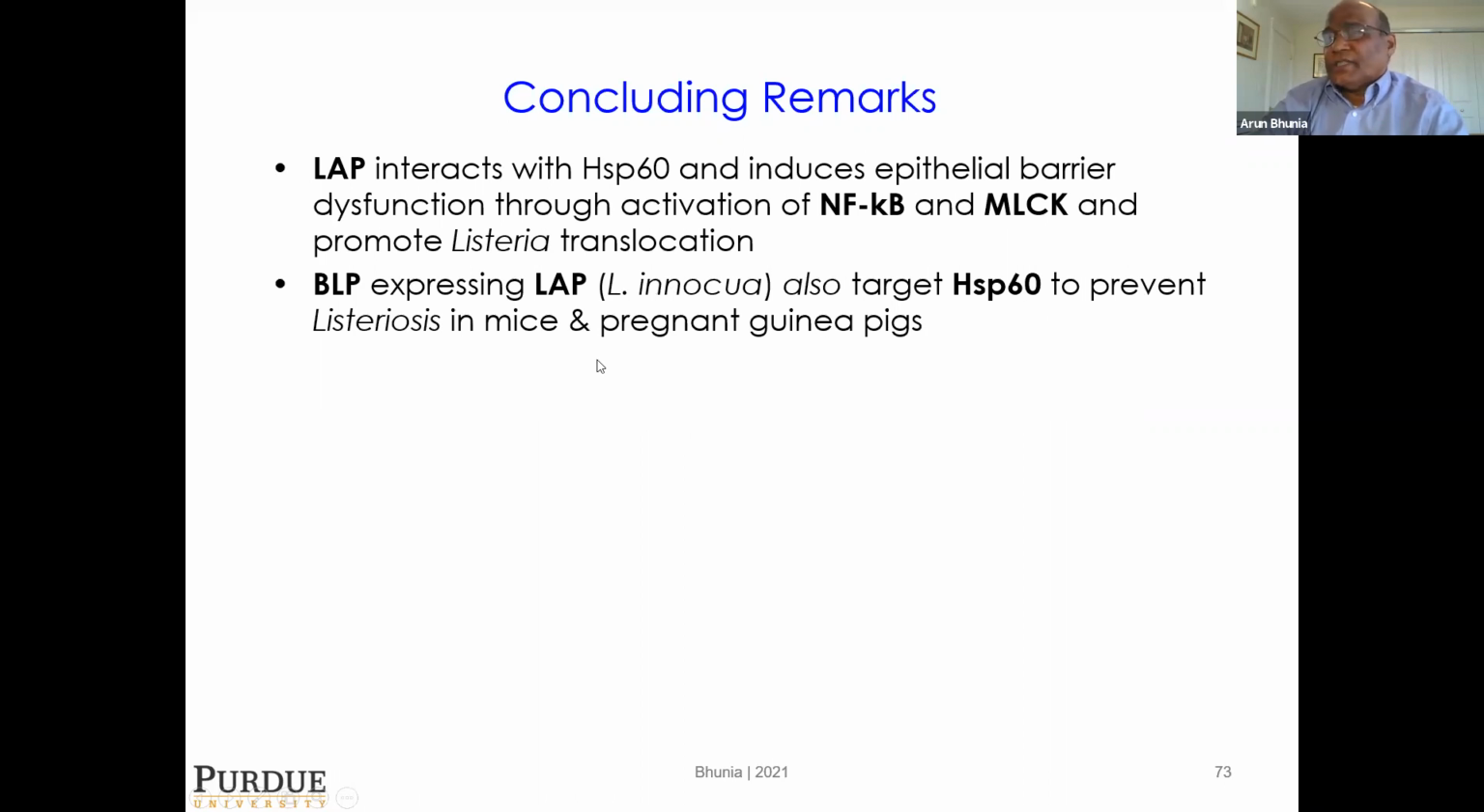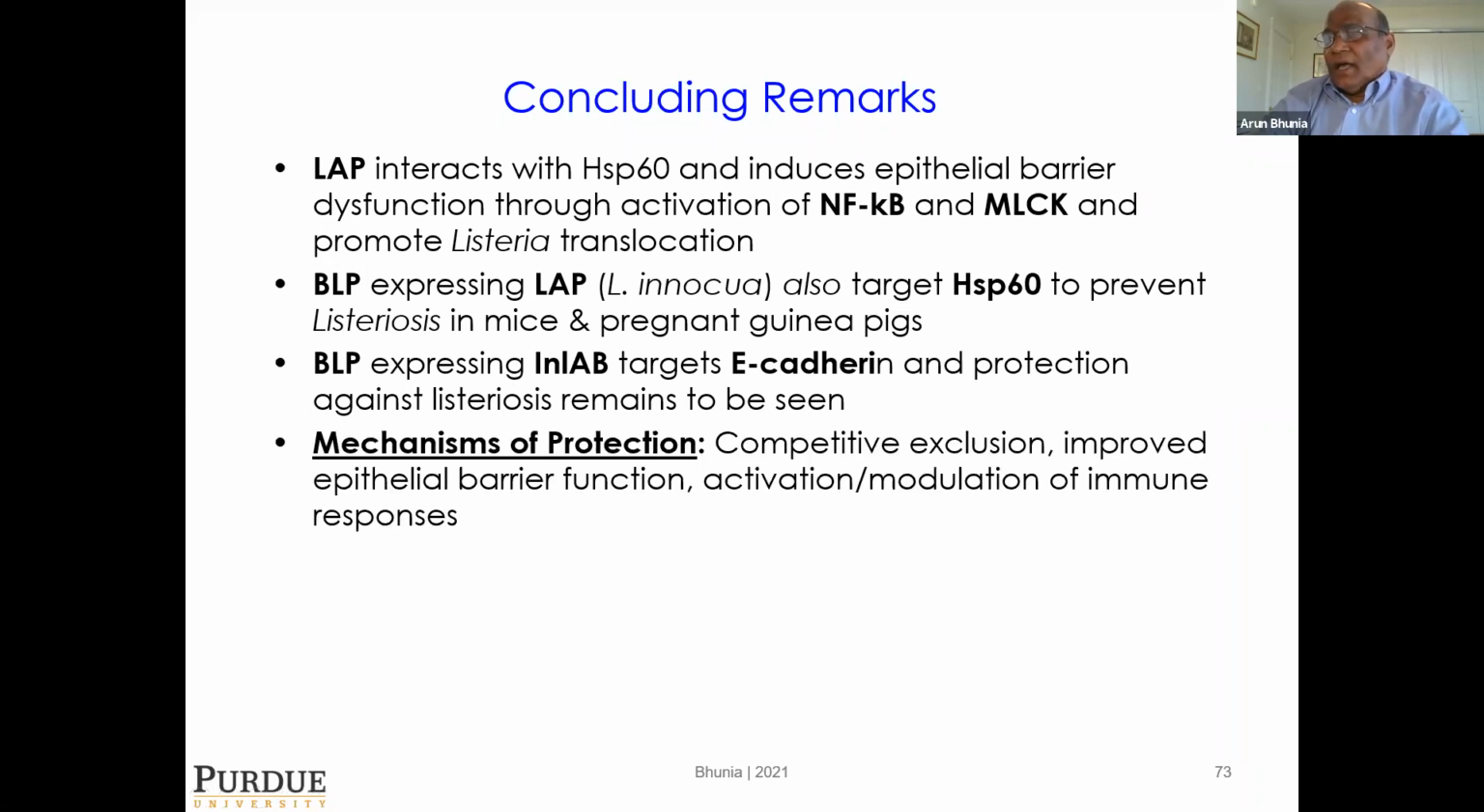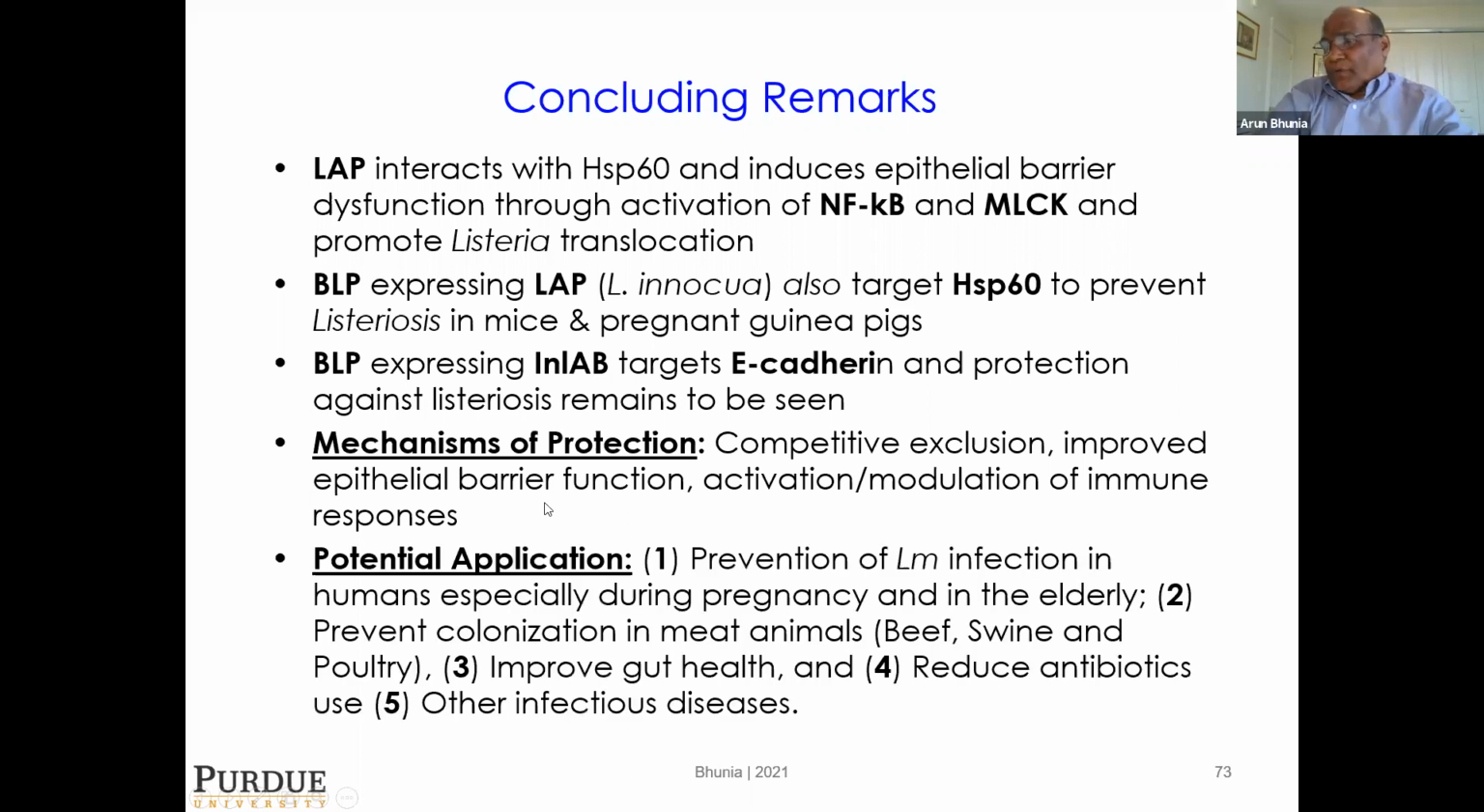It prevents listeriosis in mice and pregnant guinea pigs. BLP expressing Internalin AB targets E-cadherin and provides some protection, but it remains to be seen. The mechanism I already mentioned: competitive exclusion, improved epithelial barrier function, and modulated immune response. The potential application, as I mentioned, is obvious in human application, probably in the future.